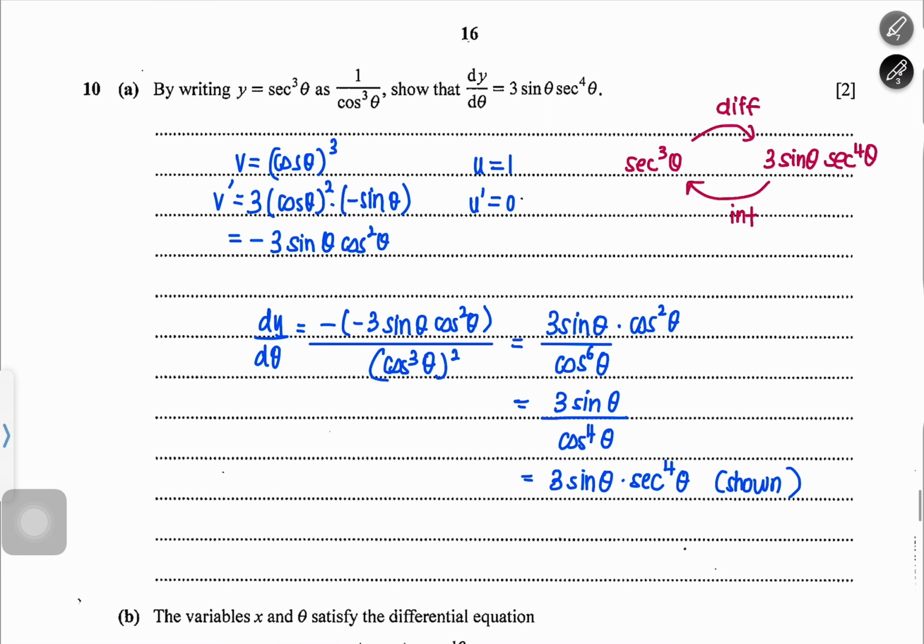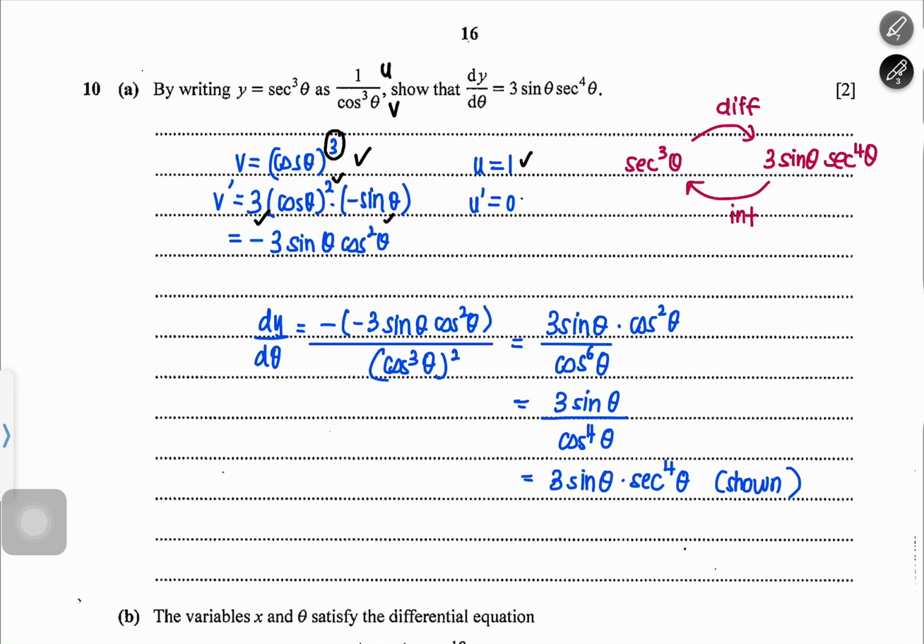Question number 10 is a guided question, and after this you can use the quotient rule if you want to be slow and steady: U over V. You can see the process. This is my V, and I have put the power outside to be quite careful. Power down, new power, differentiate the inner part.